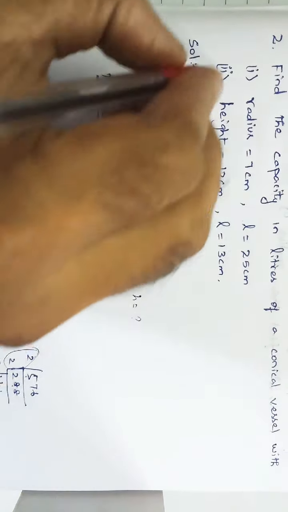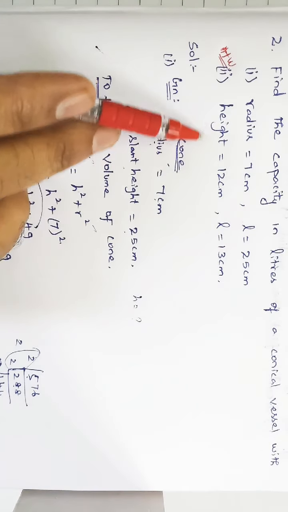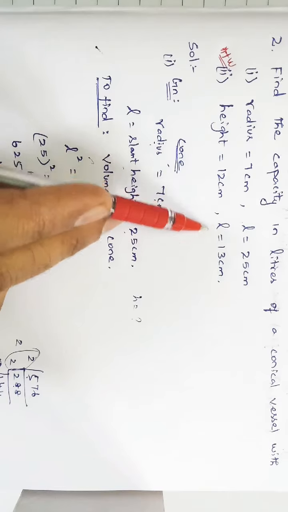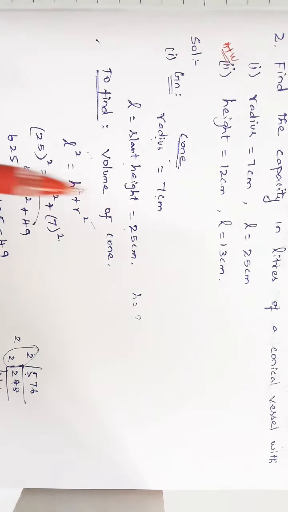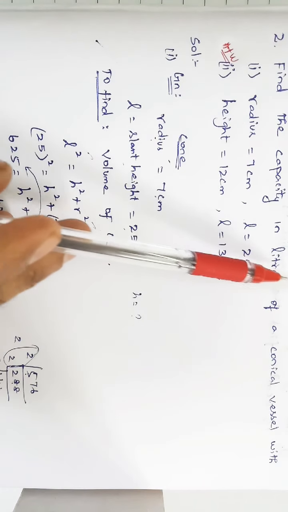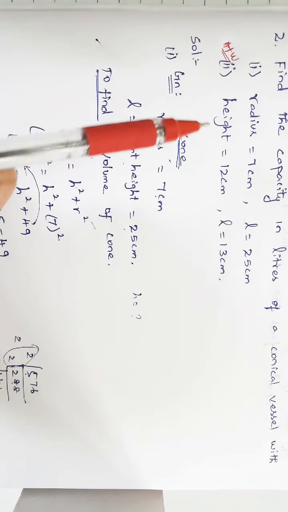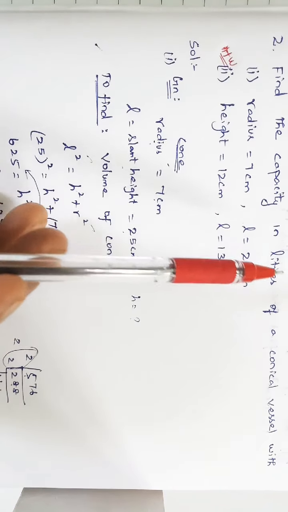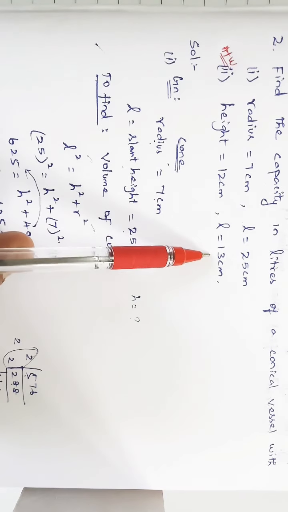Second subdivision, you can take it as homework. Height is equal to 12 centimeter and l is 13 centimeter, right? So what is the formula? Volume of cone is 1 by 3 pi r square h. We know the height, but we don't know the radius. For finding the radius, they have given the clue, that is l. l is equal to 13 centimeter.